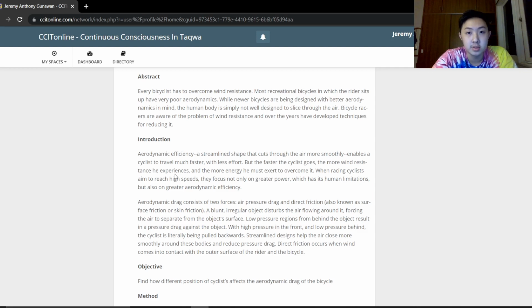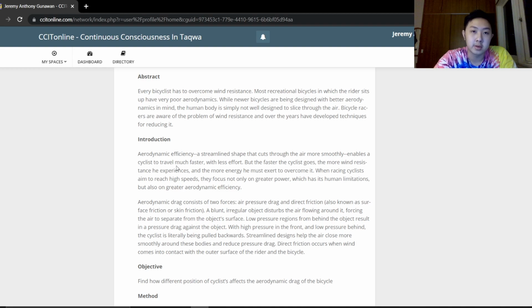The faster the cyclist goes, the more air resistance the cyclist experiences, and the more energy he must exert to overcome it. So when racing cyclists reach higher speeds, they focus not only on greater power but also on aerodynamic efficiency. Aerodynamic drag, the force that resists them from going forward, consists of two forces: air pressure drag and direct friction, also known as skin friction.